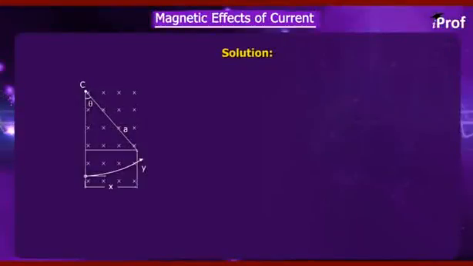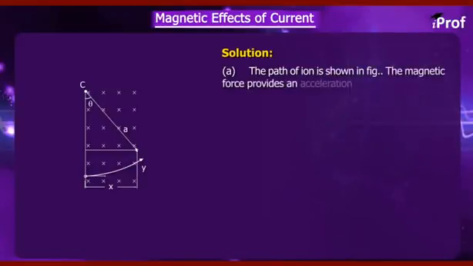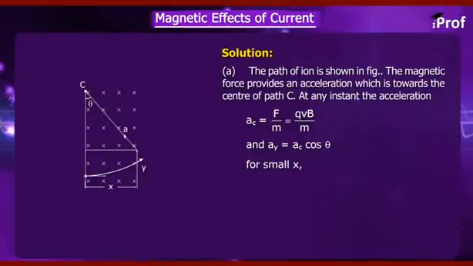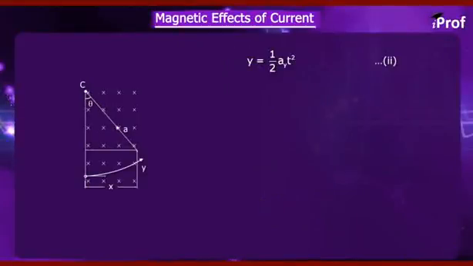Let's see the solution for part A. The path of the ion is shown in the figure. The magnetic force provides an acceleration which is towards the center of the path C. At any instant, the acceleration a_c equals F upon m equals qvB upon m, and a_y equals a_c cos theta. For small x, theta tends to 0, cos theta tends to 1. Therefore, a_y equals a_c equals qvB upon m. For x equal to vt, y equals half a_y t squared.